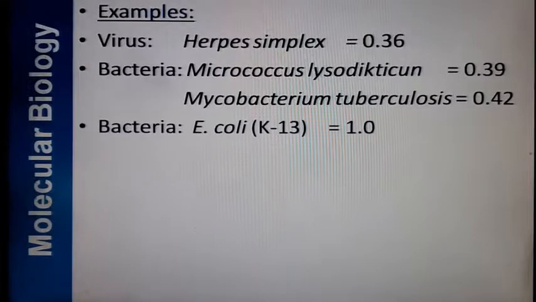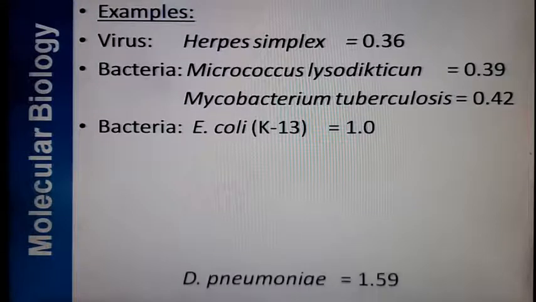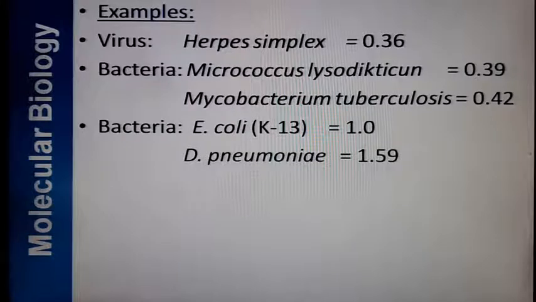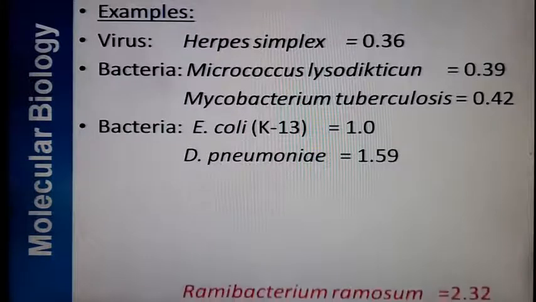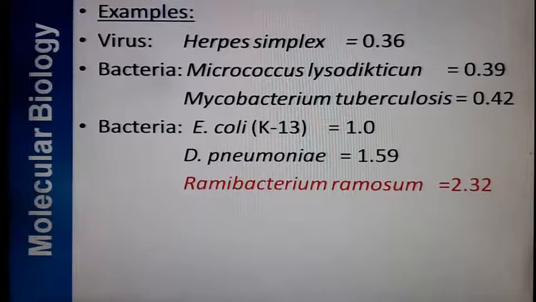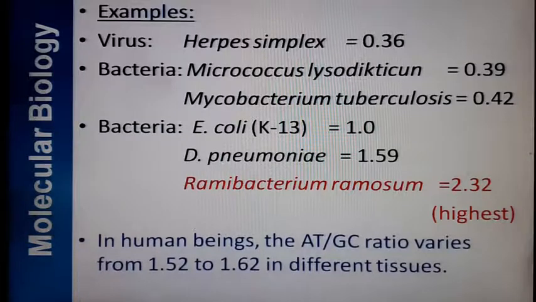E. coli K12 contains equal amounts, so the ratio is 1. Diplococcus pneumoniae has 1.59, a very high ratio, and Ramibacterium ramosum has 2.32. It is the highest ratio recorded so far. In the human body, different tissues have different AT by GC ratios in the range 1.52 to 1.62.